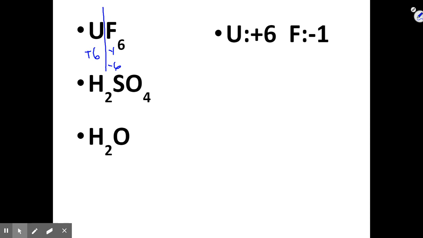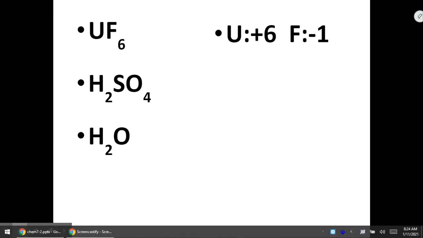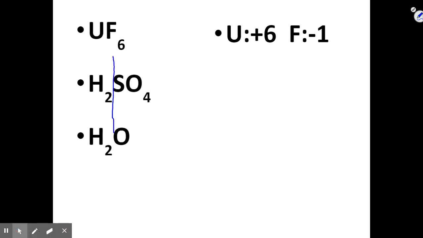Now the next one, we have 3 elements involved. So it's going to be a little bit different and a little bit more complicated. First of all, I have to determine where is my polyatomic ion. That's going to be the SO4, so I'm going to make my split there. Then I need to determine what is the charge of that ion. If I use my polyatomic chart and look up SO4, it tells me that it has a -2 charge.